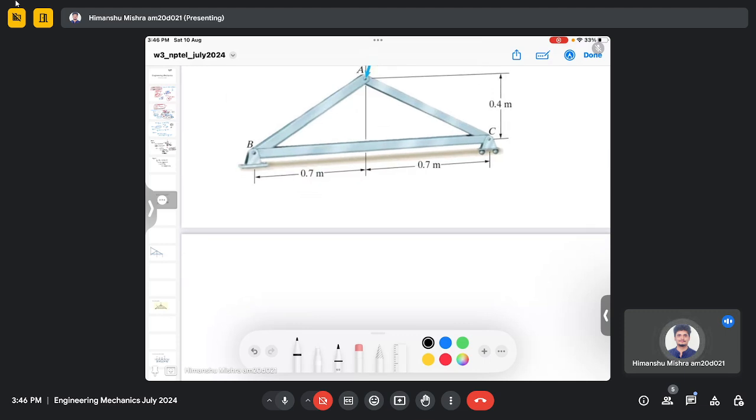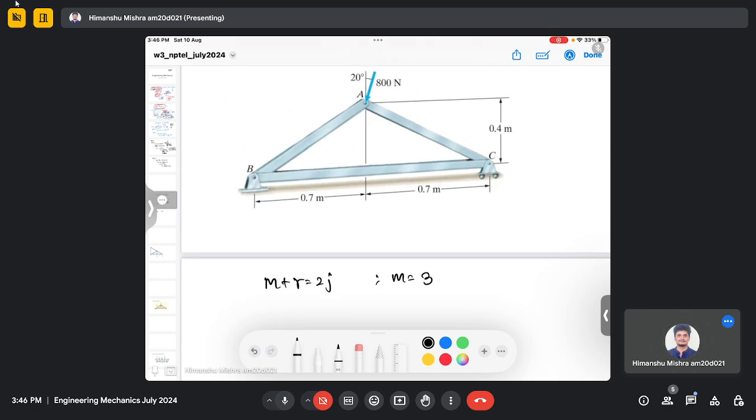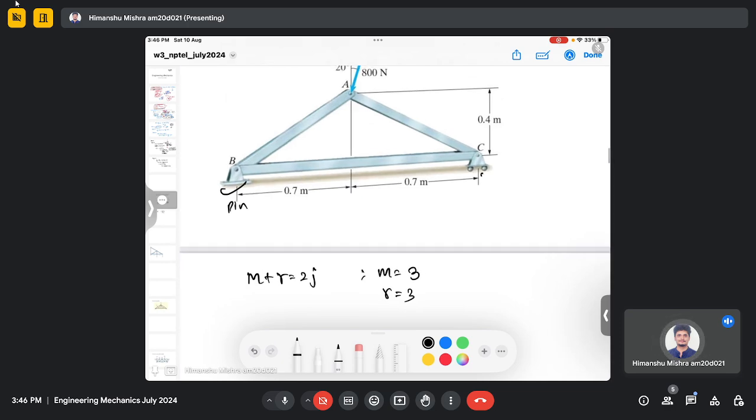First let's check whether this truss is static indeterminate or not. We will be using m plus r equals 2j. The number of members is 3 and the number of reactions is 3. You can see this is your pin joint and this is your roller joint. Here you have only one reaction, but here you have two reactions. So your total number of reactions is 3.